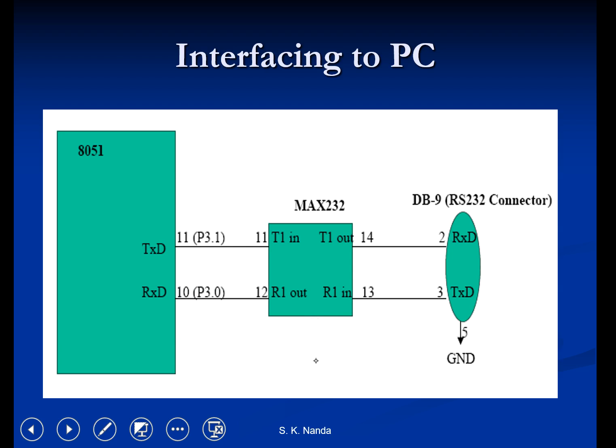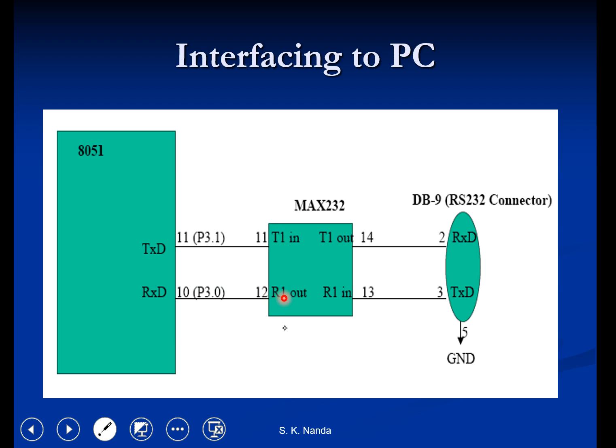The simplest connection between a PC and microcontroller requires a minimum of 3 pins. One for the reception, that is the receiver pin, RXD, then the transmitter pin, that is TXD, and the ground pin of the serial port. Then the pin for reception is connected to the pin of transmission, like this here. These reception and transmission pins are connected with T1 and R1 of the MAX232.